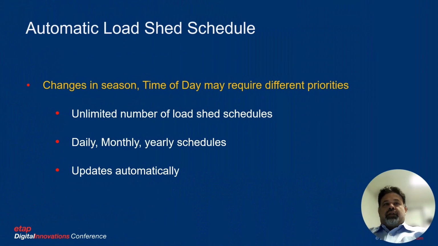Another feature to look at is the automatic load shed schedule. In ETAP ILS, you can create an unlimited number of load shed schedules that can be applied according to the time of day, based on seasons, based on different times, different days during the calendar year. The priorities, as we know, can change based on these conditions, and therefore the load shed schedules can be defined based on daily, monthly, yearly schedules, and it updates automatically.